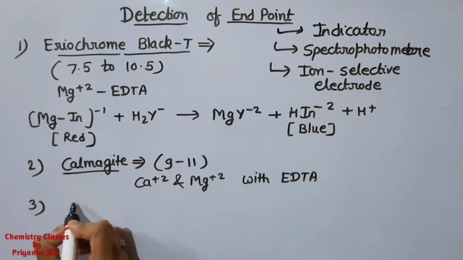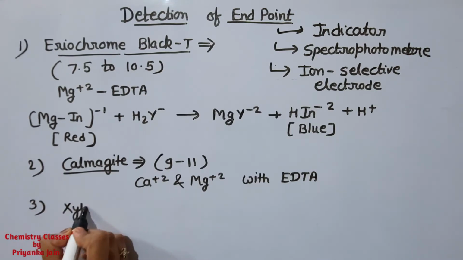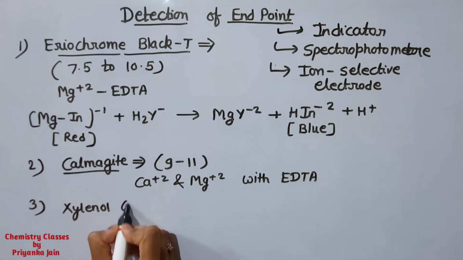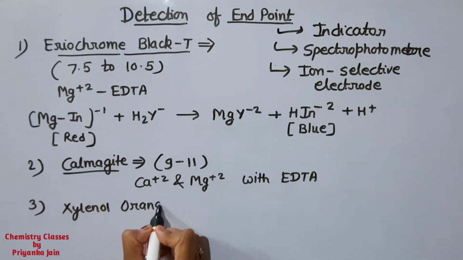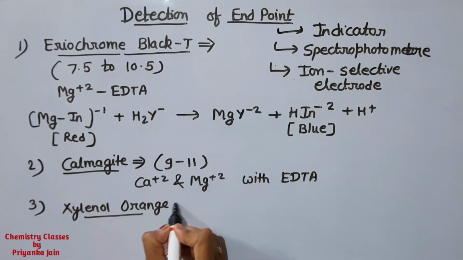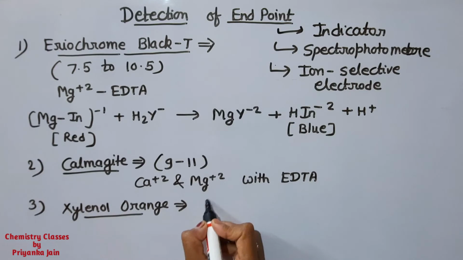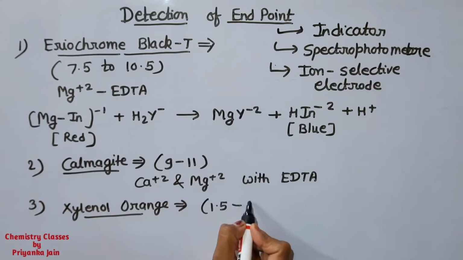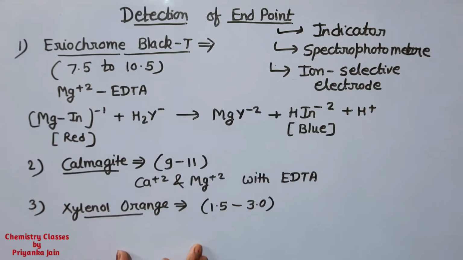The third indicator is xylenol orange. It is used in acidic conditions, when the pH range is from 1.5 to 3.0. And it is used whenever the metal forms a very strong complex with EDTA.